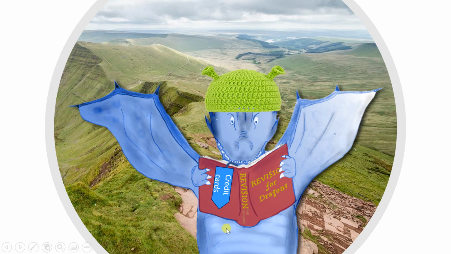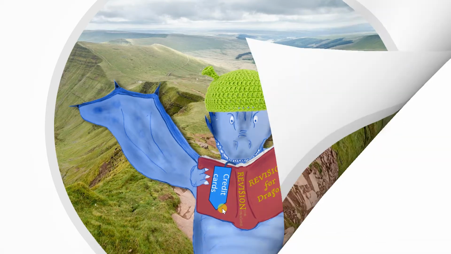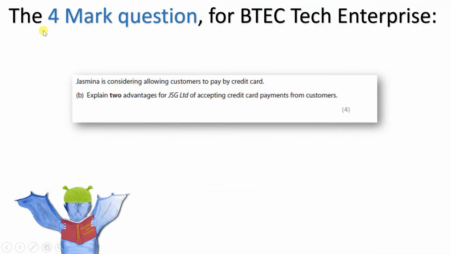Question for you on using credit cards as a payment method. The 4-mark question: Jasmina is considering allowing customers to pay by credit card. Explain 2 advantages for JSG Limited of accepting credit card payments from customers.